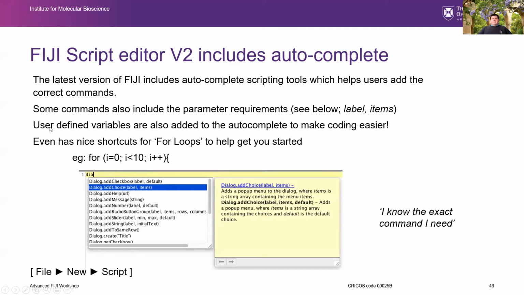It now also has user-defined variables, so it makes coding a lot easier. When you define something as a variable, it then shortcuts to that as you type it and refer to it later on, so that there's no spelling mistakes or case issues. It has nice shortcuts as well for things like for loops, where it auto-populates it with some generic parameters to help get you started to run these complex tasks. So you can go File, New, Script, and you'll open up the scripting editor.